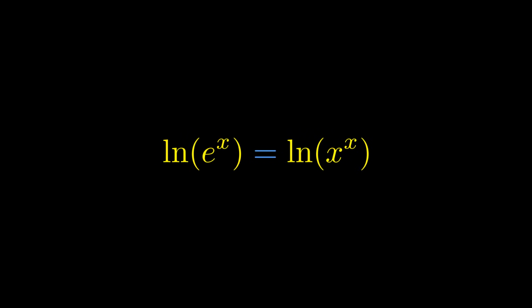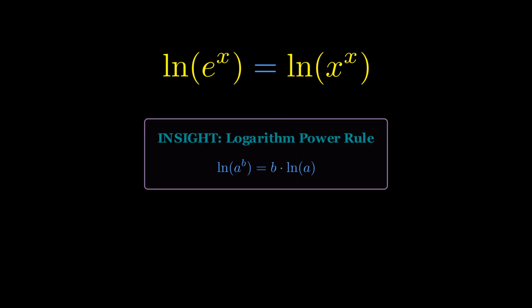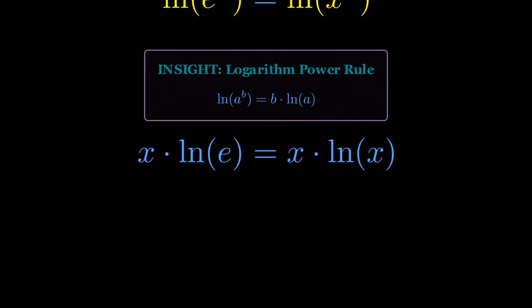Now we can use the power rule of logarithms to bring those exponents down in front. Just as a reminder, the power rule says that log of a to the b equals b times log of a. This turns exponentiation into multiplication, which is much easier to work with. Applying that rule, we get x times natural log of e equals x times natural log of x.